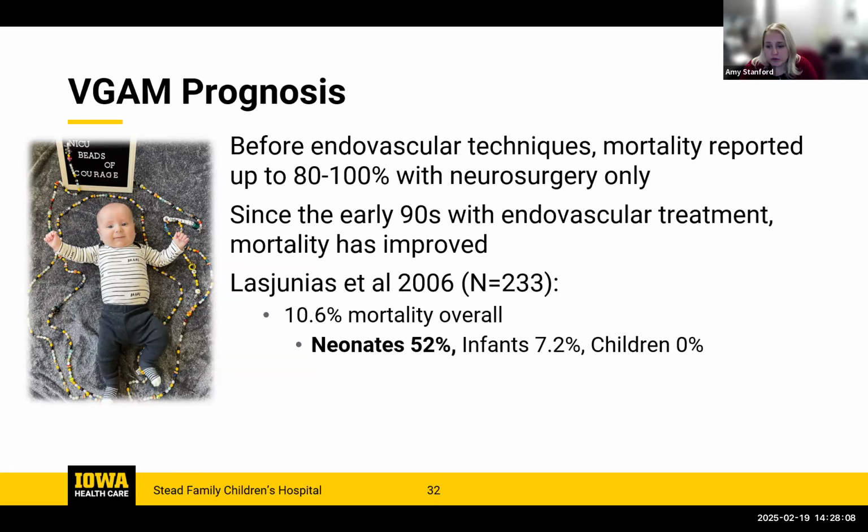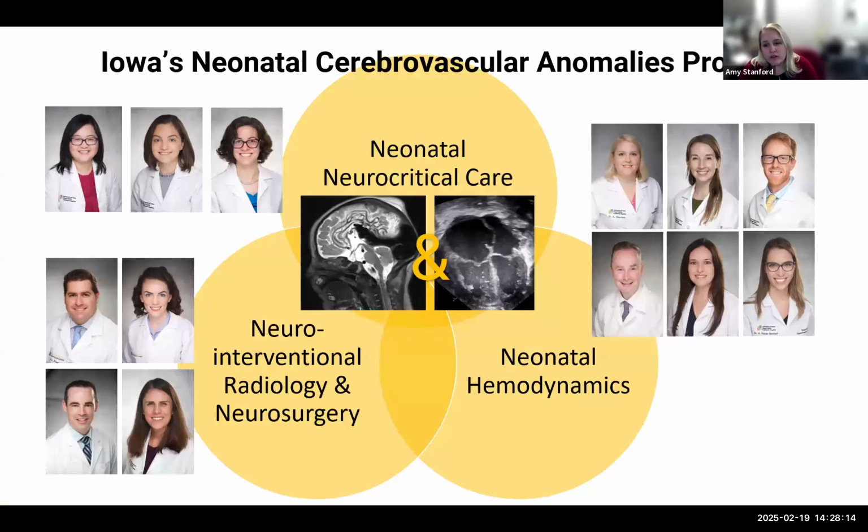They didn't break down just the neonatal outcomes. So what can we do to improve both the morbidity and mortality of neonates with vein of Galen? One of the first steps is to have a multidisciplinary team approach, like many centers do, and the University of Iowa has as well. We have our Iowa neonatal cerebrovascular anomalies program, because we don't just take care of vein of Galen patients. It is made up of neonatologists, our neurocritical care team with both neonatologists and neurologists, our neurointerventional radiologists, our pediatric neurosurgeons, and our neonatal hemodynamics team.